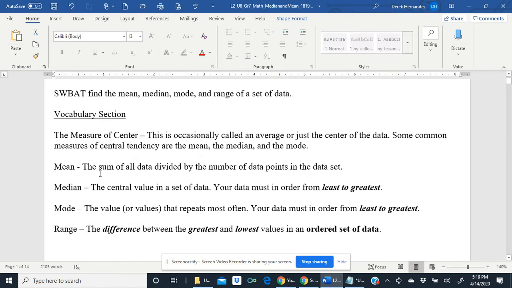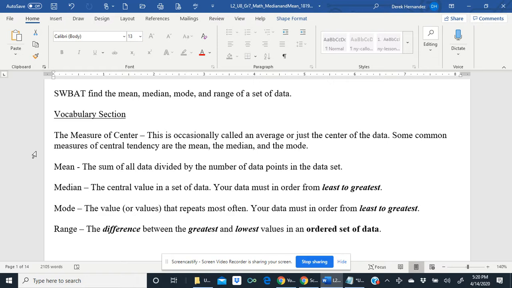Vocabulary section. Some things you'll need to know. The measure of center. Well, this is occasionally called an average or just the center of the data. Some common measures of central tendency are the mean, the median, and the mode. What is the mean? Well, it's the sum of all data divided by the number of data points in the data set. And we'll actually do that.